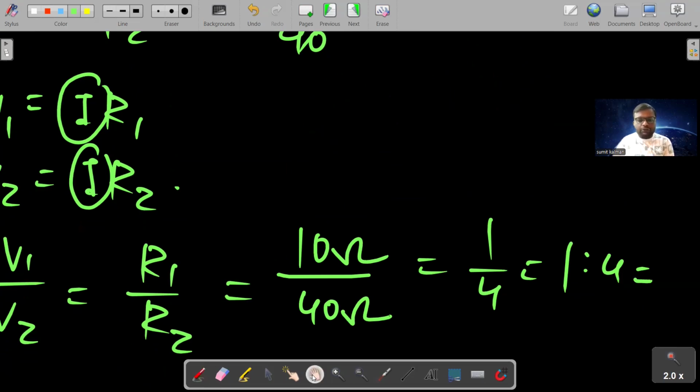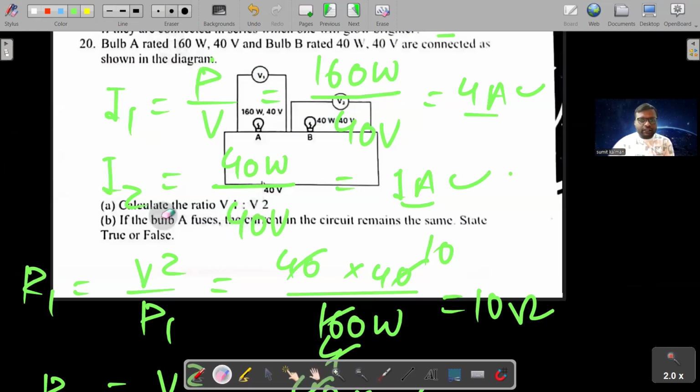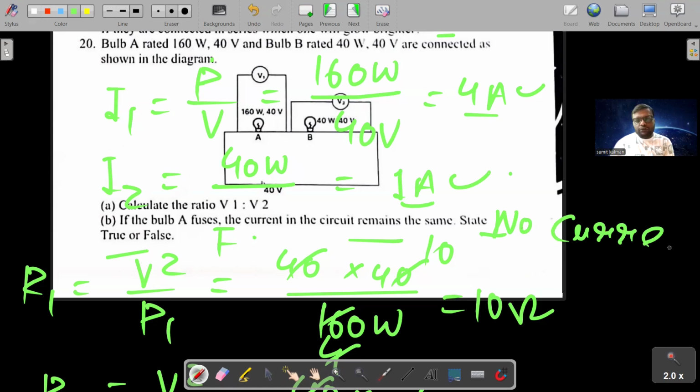This is the ratio. Now, in the next part, they are asking: if bulb A fuses, will the current in the circuit remain the same? Is it true or false? It will be false, because if one bulb fuses, then what will happen? The circuit will break and no current will flow. So this was the solution of this.